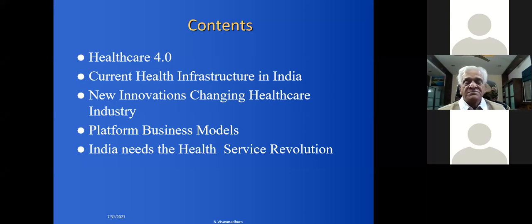There are some startups, you must have heard of Practo and others, which are doing part of what I'm saying here. And then India needs a healthcare service revolution. That is the conclusion that I'll have. And I would like to mention that the government is already very active with healthcare. There are a lot of initiatives that the government has initiated. If you want to start a startup, then the government can provide funding for this.